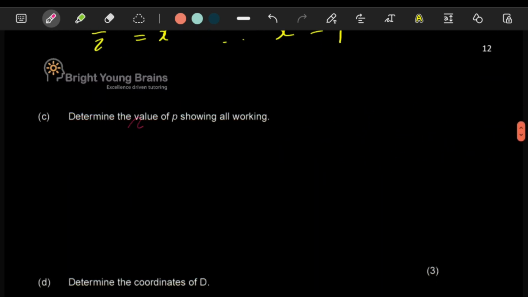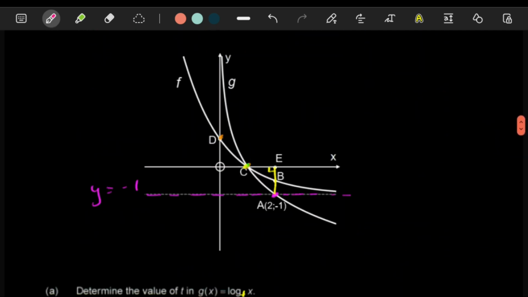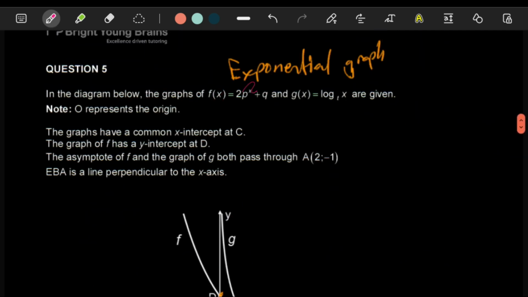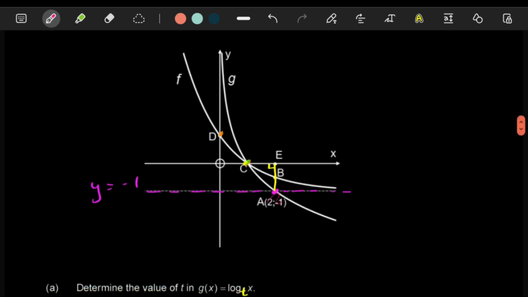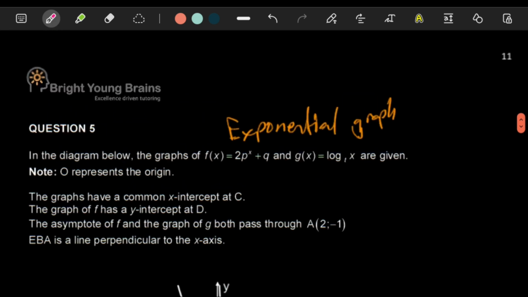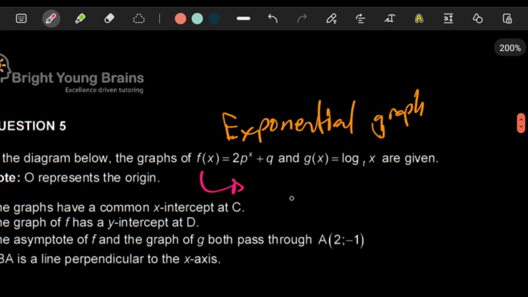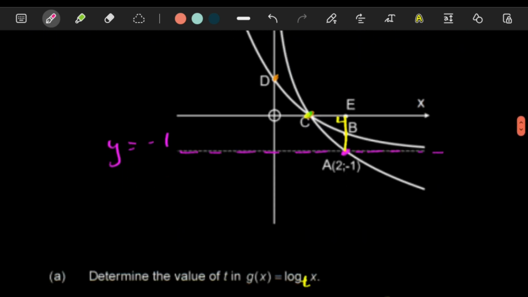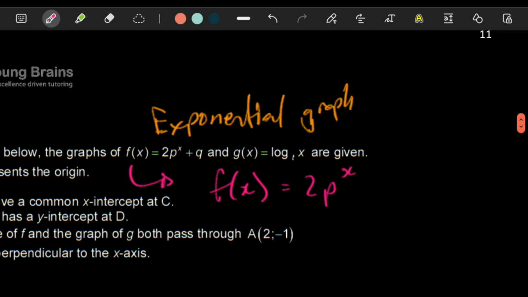Let us move on. Determine the value of p, showing all workings. Value of p. So the value of p is in this graph now. So technically, remember, f here, its asymptote was -1. So automatically the graph of f, we have the asymptote, you see. So it's like p to the power of x, and then the asymptote is a -1. So here it's going to be -1.